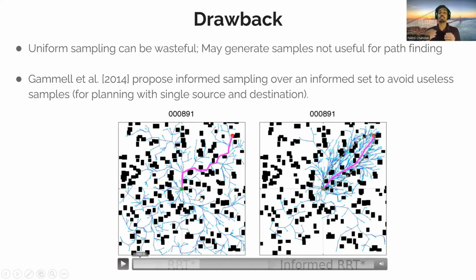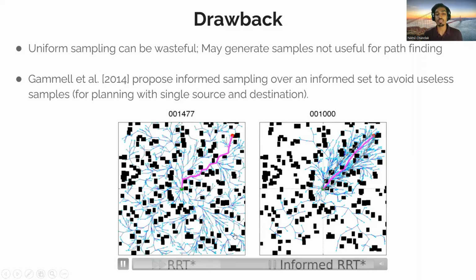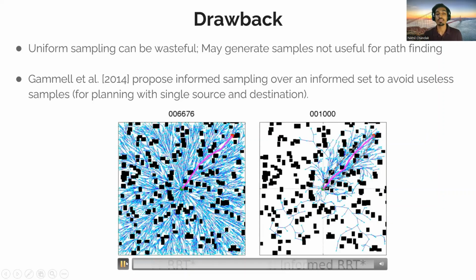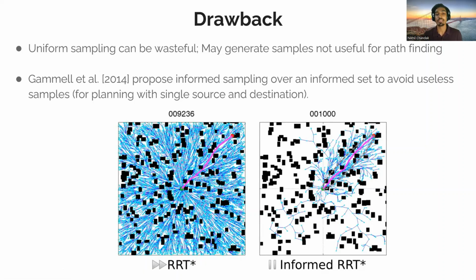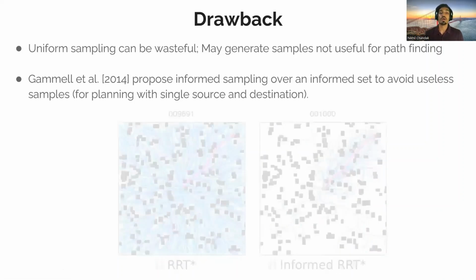Here, the ellipse is bounded by the length of the path as its diameter, and the focal points being the source and the destination. Whereas in RRT star, samples are drawn from all over the space, and thus it requires significantly more iterations to converge to the same solution. So our approach is on how to extend informed sampling from two goal nodes to multiple goal nodes.